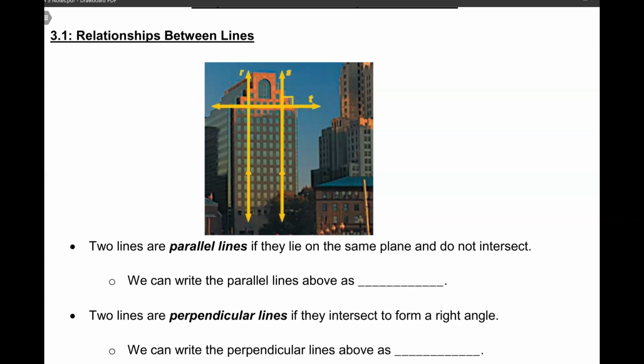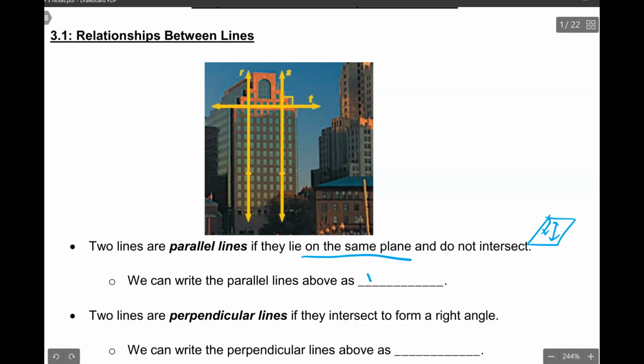In particular, this chapter, you can see this everywhere all around you, hence why we have a picture of a building. So we said two lines are parallel if they lie on the same plane and do not intersect. So they're on the same plane, right? We have these two lines and they don't intersect. So we could write the above lines as R is parallel to S.